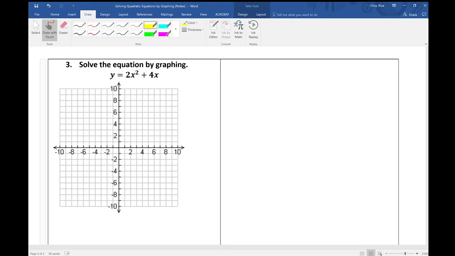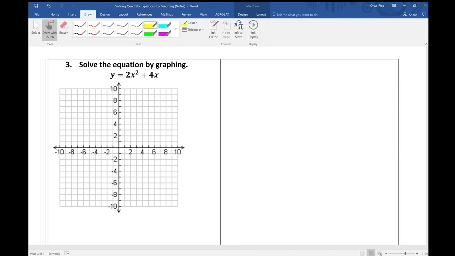Welcome back, class, to part 2 of our lesson, solving quadratic equations by graphing. So let's look at problem number 3. Solve the equation y equals 2x squared plus 4x. When solving the equation by graphing, what we're looking for are our x-intercepts. So keep that in mind. Our x-intercepts will be where the graph crosses the x-axis.